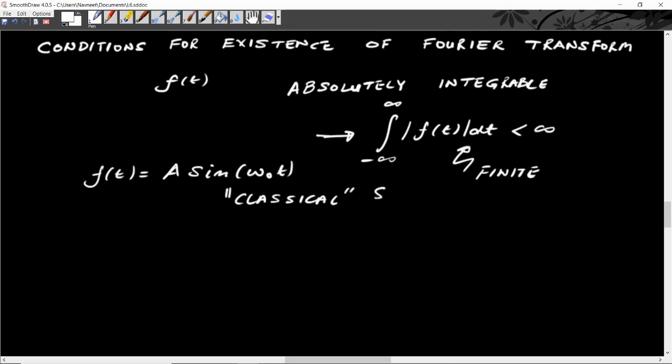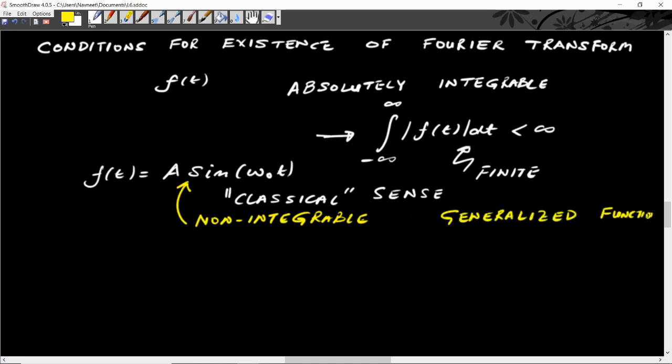In the classical sense, the Fourier transform for such non-integrable infinite signals can be evaluated in terms of generalized functions such as the Dirac delta function, and we'll discuss this issue later on, how to represent the Fourier transform of non-integrable signals.